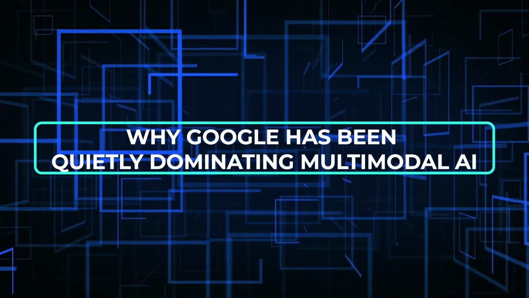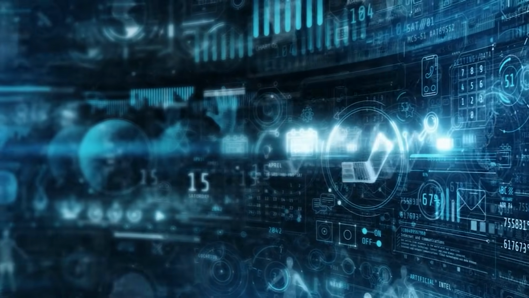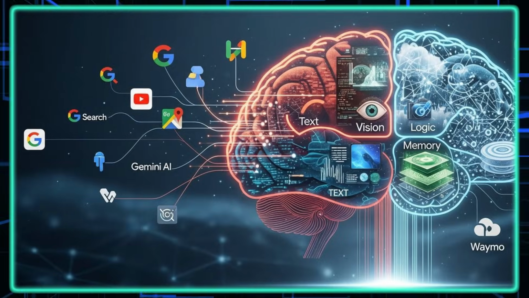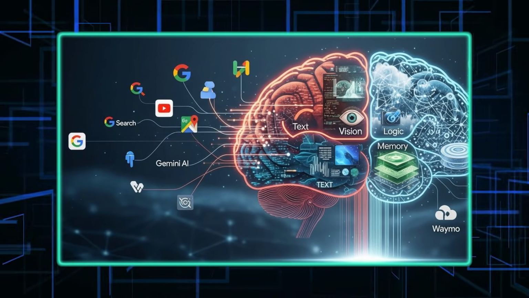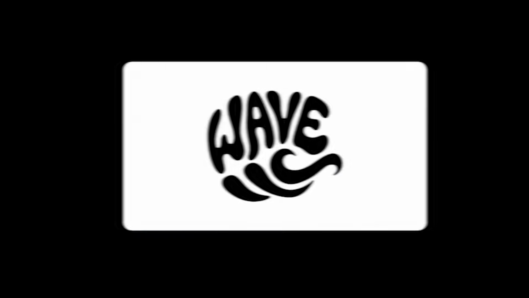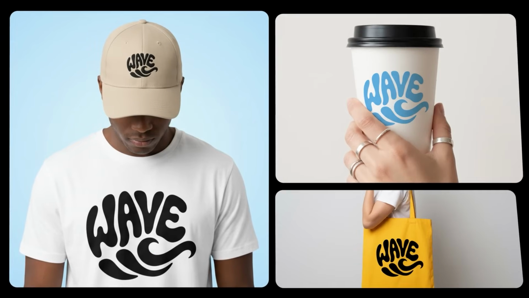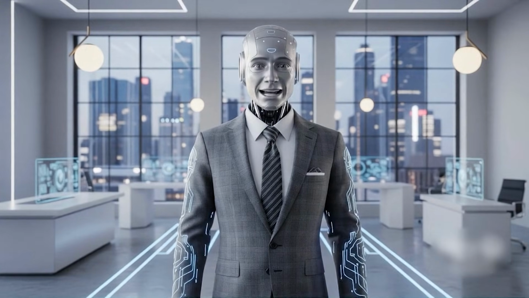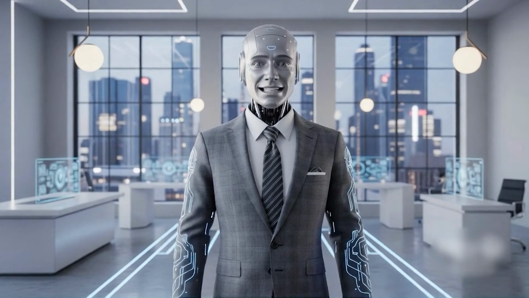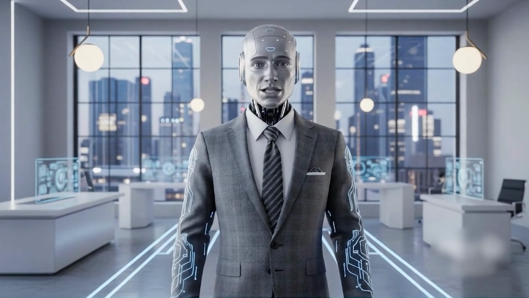Why Google has been quietly dominating multimodal AI. While competitors focused on chatbots and flashy assistants, Google invested deeply in multimodal intelligence systems that combine text, vision, logic, and memory. Nano Banana 2 Pro isn't an isolated product. It's a visible node in a much larger architecture that connects vision to reasoning. That's why it integrates so cleanly with language, spatial queries, and contextual prompts. It doesn't just draw. It answers visual questions.